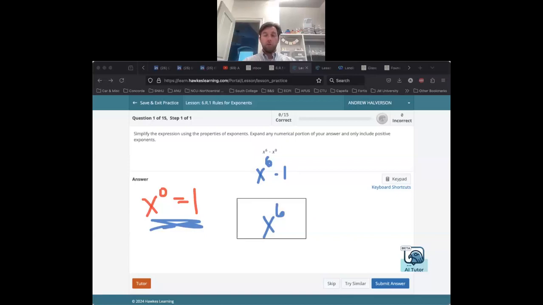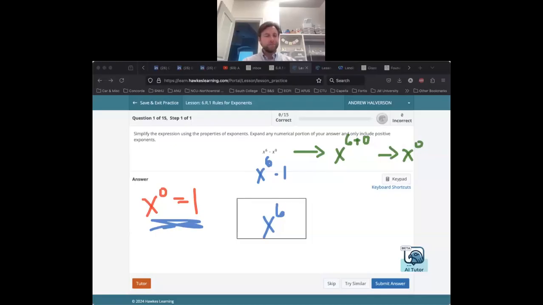What's an alternative way I could do this particular problem? Add the exponents together. Right. I have the same base multiplying together, so I add the exponents. That's the product rule. So I add the 6 and the 0, and lo and behold, it's the same exact thing.